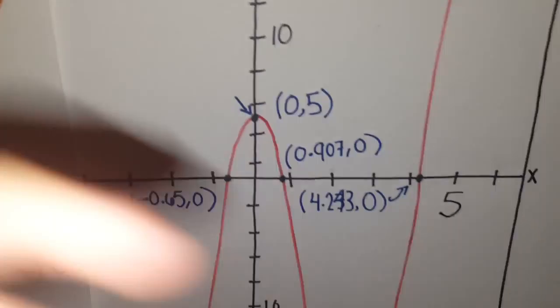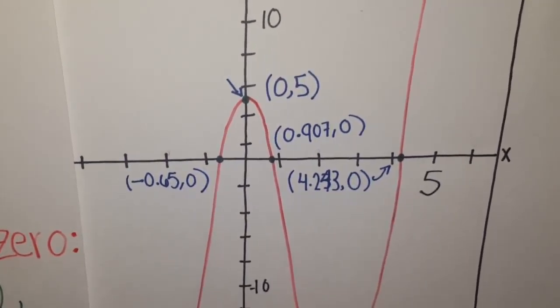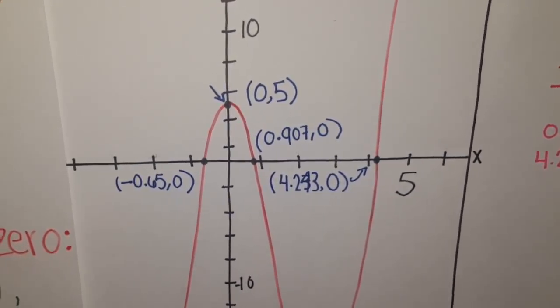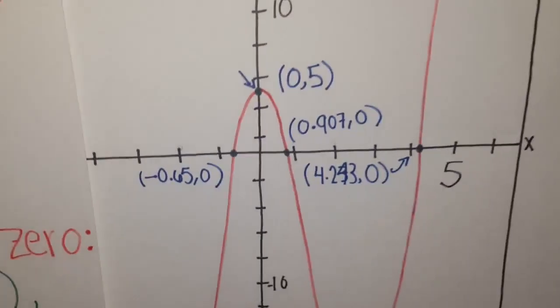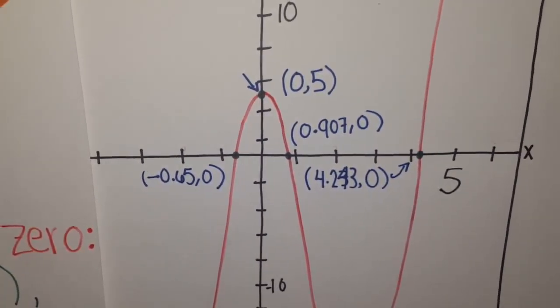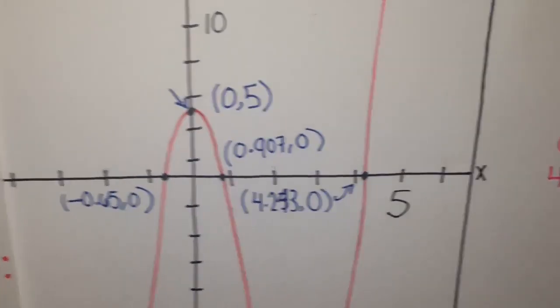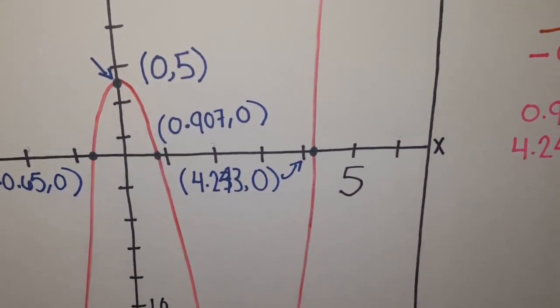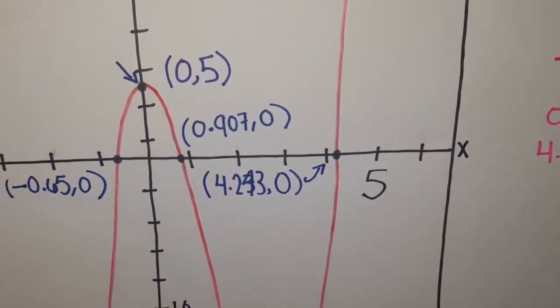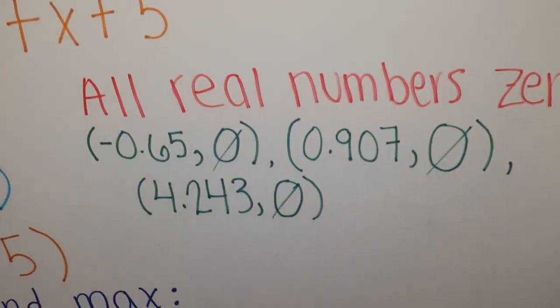These three coordinates represent all my real number zeros, and those are the points where the graph crosses my x-axis. And the first one is at negative 0.65. My second one is at 0.907. And finally, my third one is at 4.243. And here they are again.